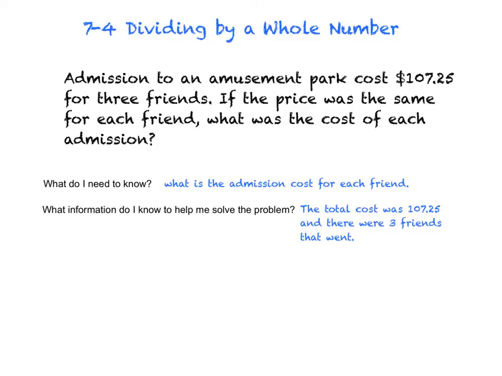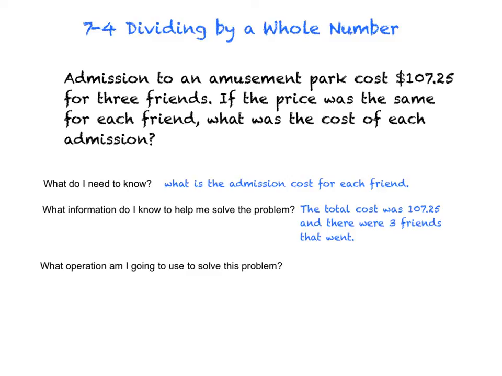But that leads me to my next question. What operation am I going to use in order to solve this problem? Well, I know I need to figure out how much it costs each person. So I'm not going to multiply it because that wouldn't make sense. If my total cost was $107.25, if I multiplied it, it would be like $325. That wouldn't make sense for each person to pay $325.